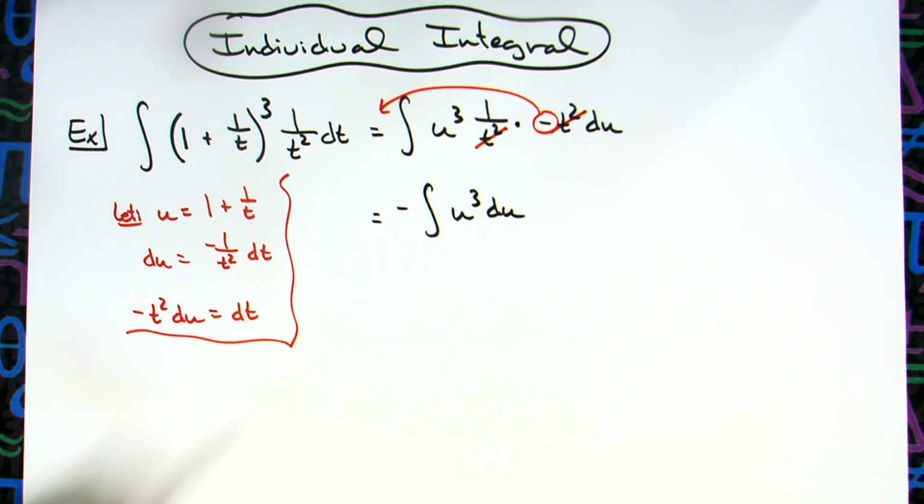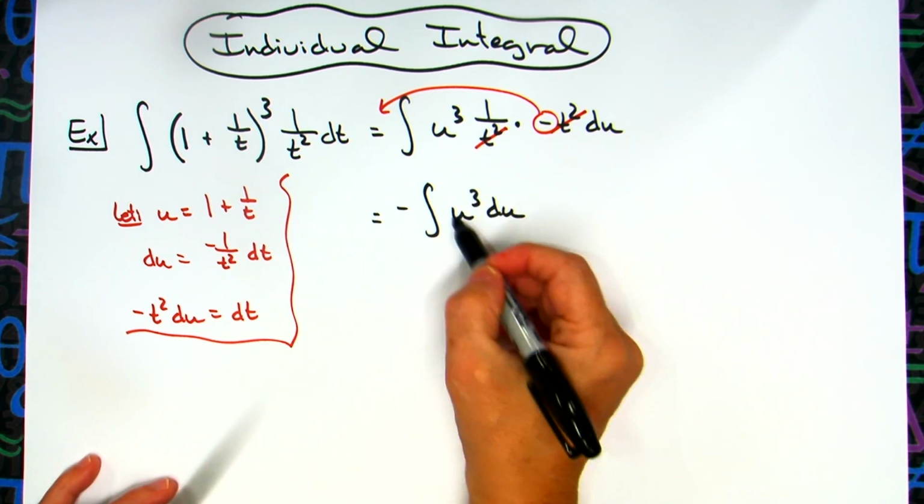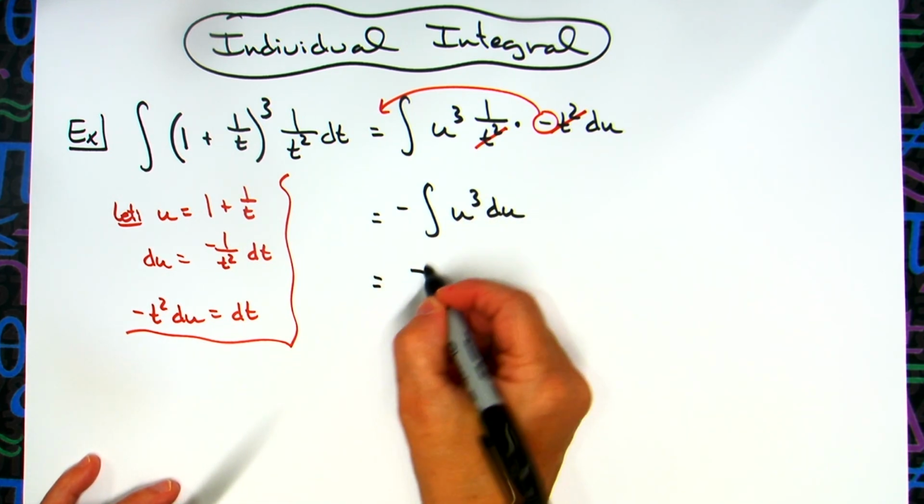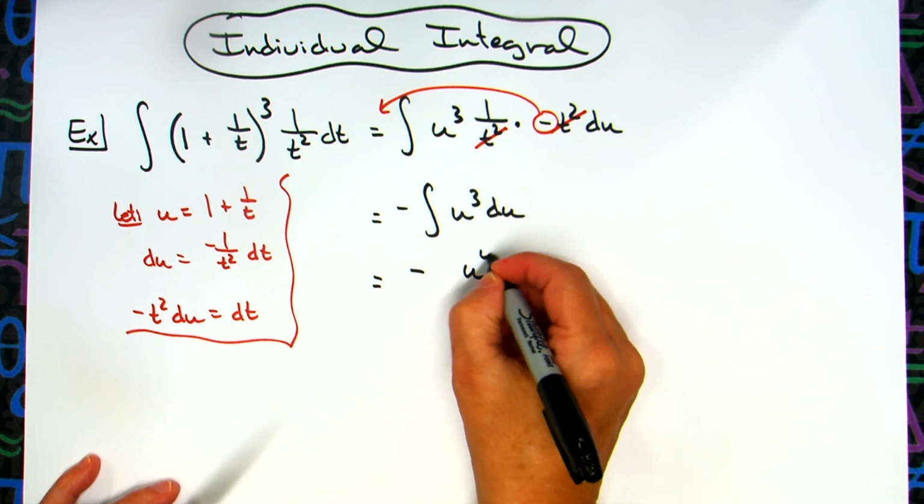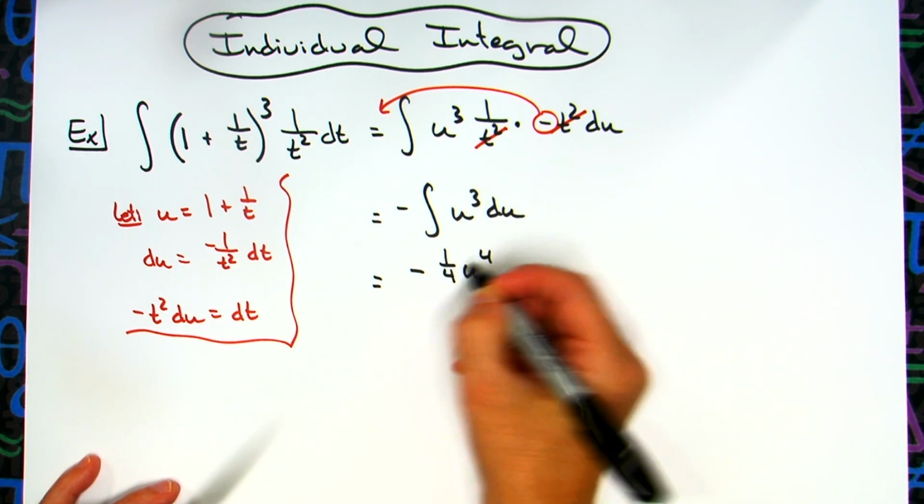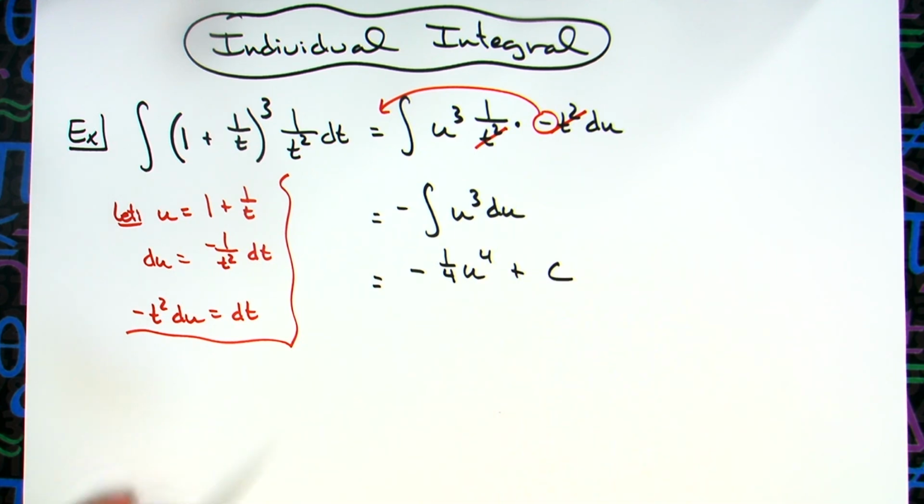Now we're all in terms of u, so then we can go ahead and integrate. We'll have the negative from out in front here. We'll add 1 to that exponent, so we'll have a u to the fourth and a 1/4 on the inside. We'll add the plus c because we're done there.